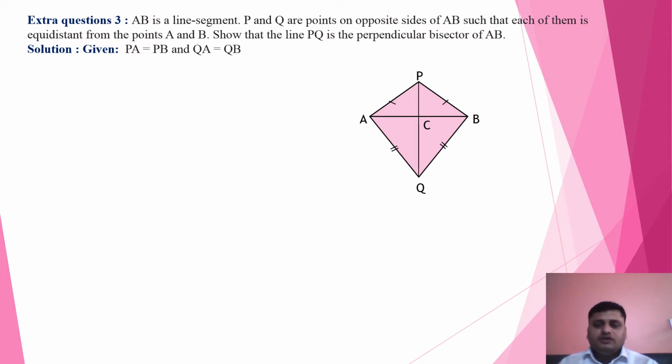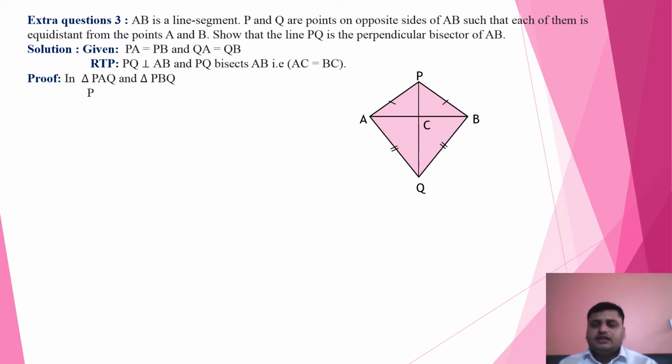So we will write, given PA is equal to PB and QA is equal to QB, because P and Q are equidistant. RTP: PQ is perpendicular to AB and PQ bisects AB. It means that CA is equal to CB, or AC is equal to BC. Okay. After this, what we will do? Let's begin the proof. For proving this one, first of all, we will take triangle PAQ and then triangle PBQ. Now in these two triangles, PA is equal to PB, this is given.